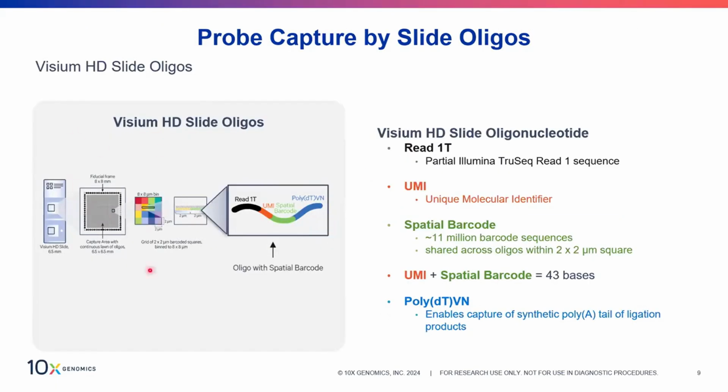And the oligos themselves, so I made this a little bit smaller so we can fit this information here. The oligos themselves contain a TruSeq Read 1 sequence, the UMI, so the unique molecular identifier, a spatial barcode that is shared within a 2 by 2 micron square. Together, the UMI and the spatial barcode are 43 bases long. And finally, we have a poly-T tail that enables the capture of the ligated probes. And remember that we are transferring the ligation products from the glass slide to the Visium HD slide. This allows these products to be captured where they are located.